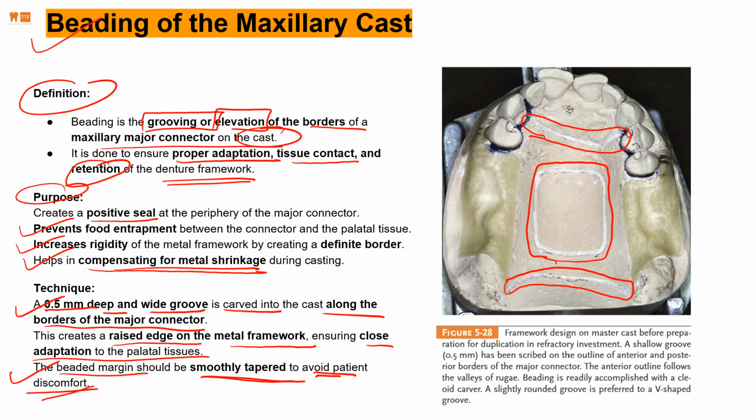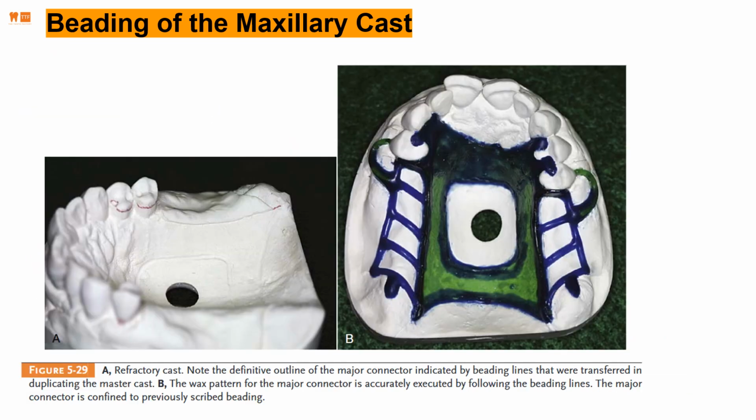And this step is very important. And this is what it looks like. You can actually tell that the indentation has been made, right? And then of course this is the elevation of it, right? The wax pattern elevation following the bead lines. It gives the metal framework an idea of where to be.